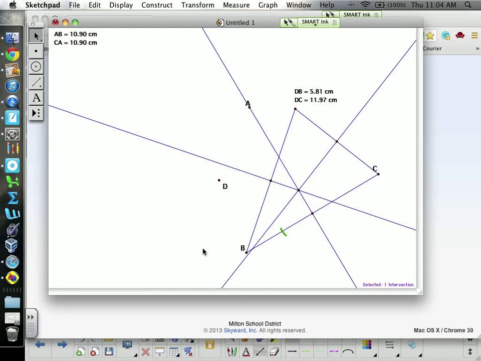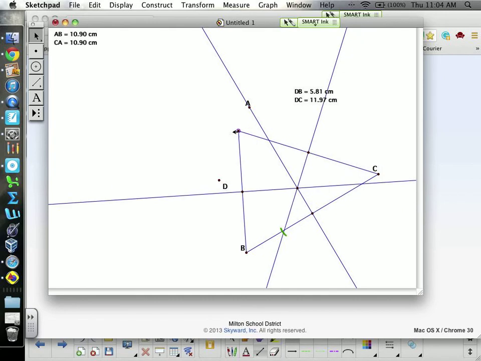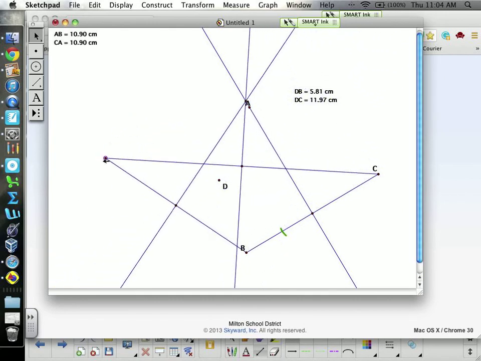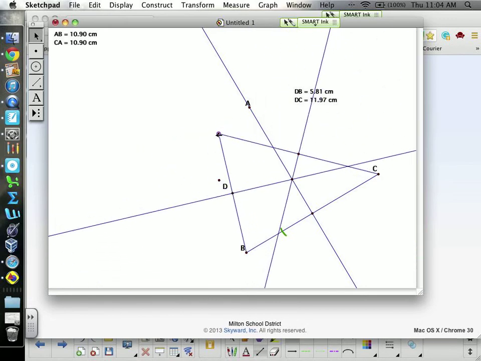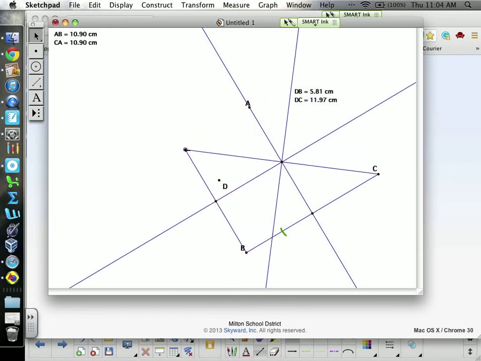And it doesn't matter what kind of triangle we have. That point of intersection might be outside the triangle. It might be inside the triangle. It might be actually on the triangle.